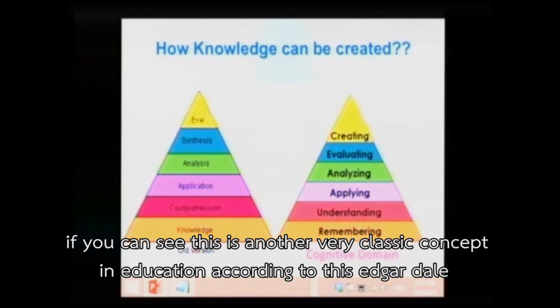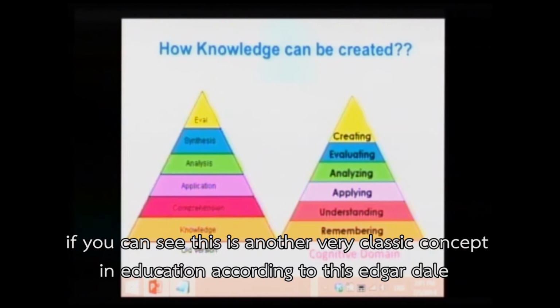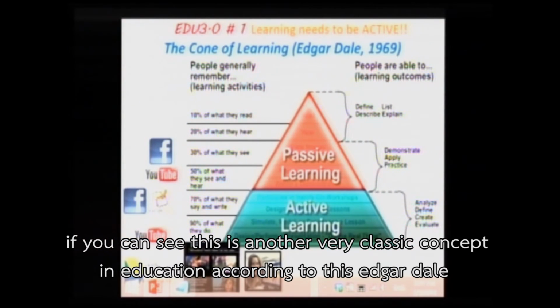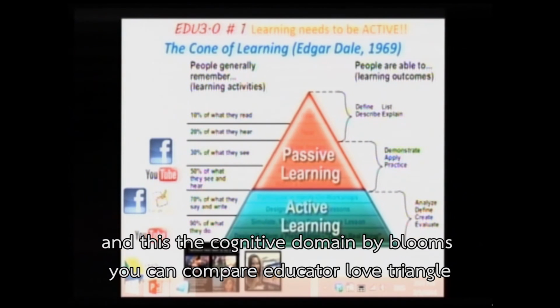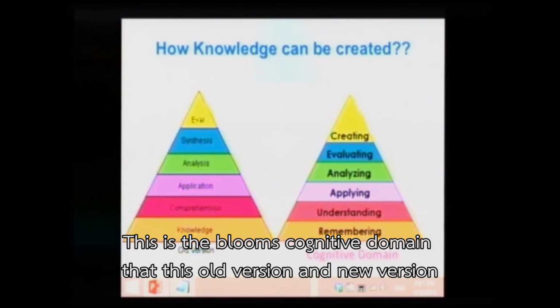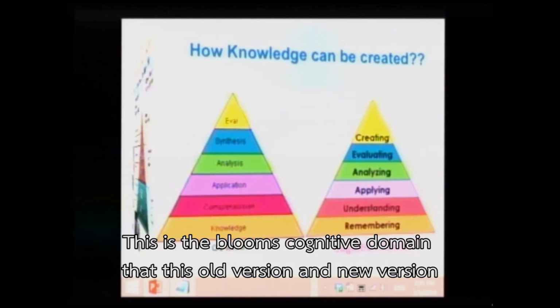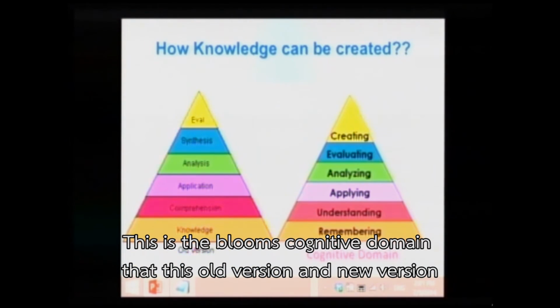If you can see, this is another very classic concept in education. According to Edgar Dale, and this is the cognitive domain by Bloom. You can compare, right? Educator love triangle. No, no, just kidding. But it just came up like two slides. So this is the Bloom taxonomy, the Bloom cognitive domain, that this is the old version and this is a newer version.